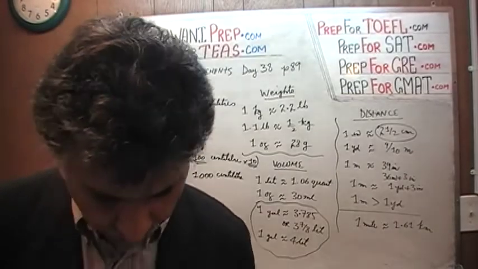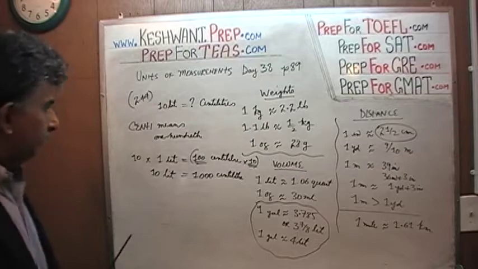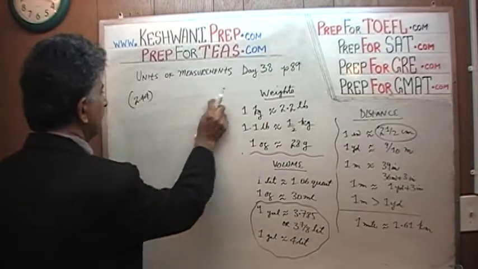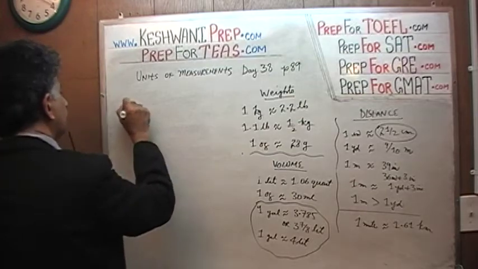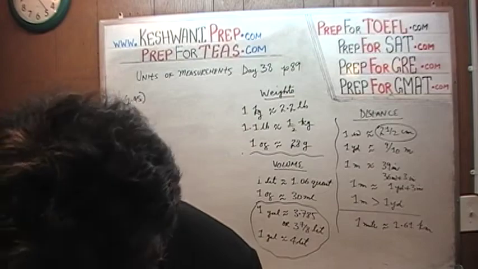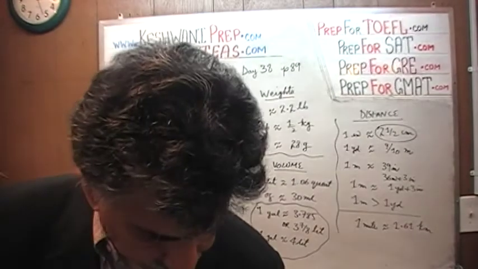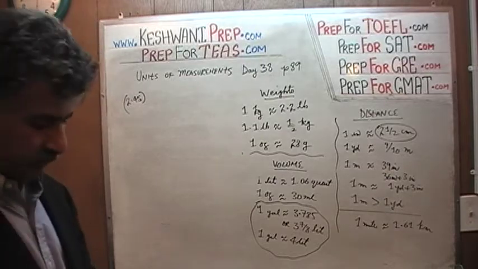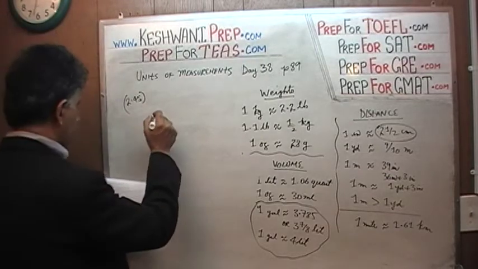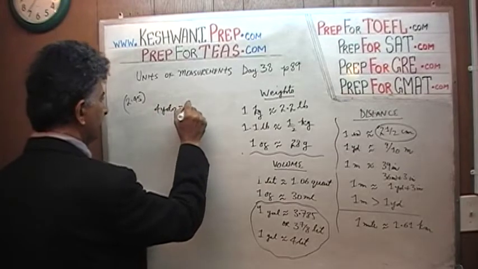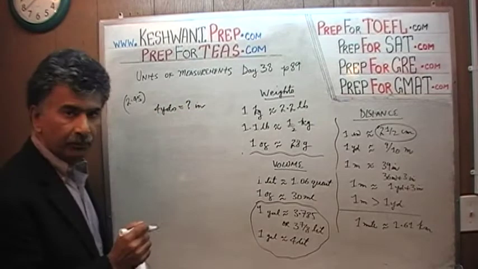2.45. We're done with this one. How many inches are in 4 yards? Well, this is too simple, especially for an American. You guys use yards and inches all the time. How many inches are 4 yards? Well, let's find out, shall we?